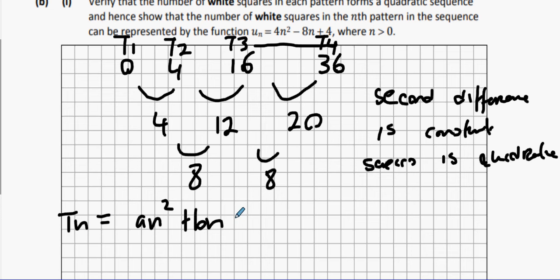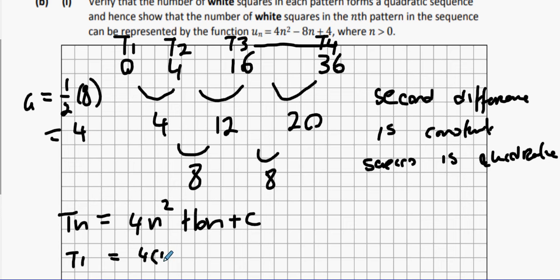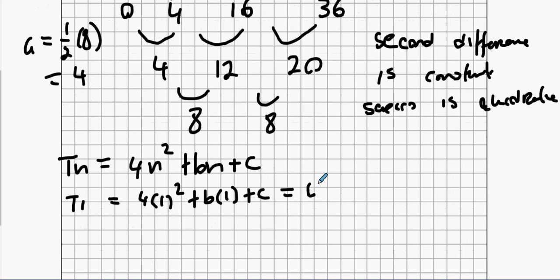This is not in your maths table, so please remember it. It's very similar to the minus b formula, the general quadratic equation. Now, what we know about the a value is it's half the second difference, so a equals a half of 8, a equals 4. Now we're going to sub in. We're going to do T1 first, which is 4 times 1 squared plus b times 1 plus c, and it's equal to 0 because T1 is 0, so we're going to get b plus c equals minus 4.